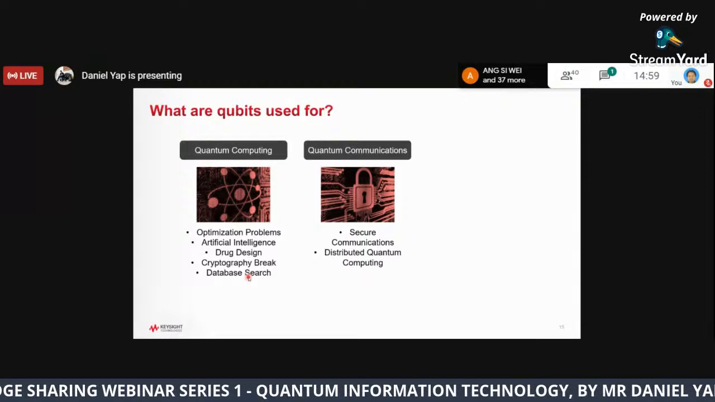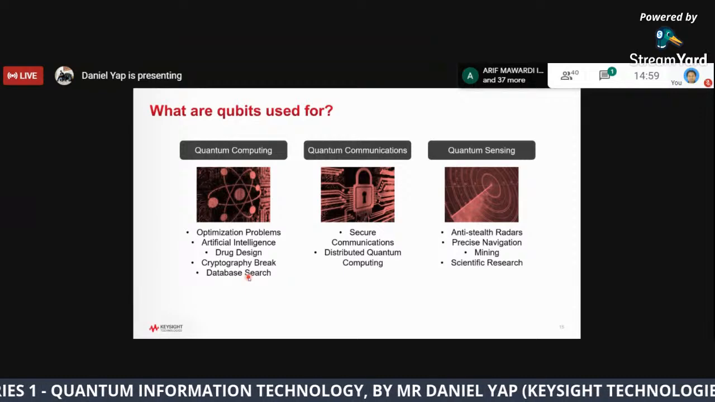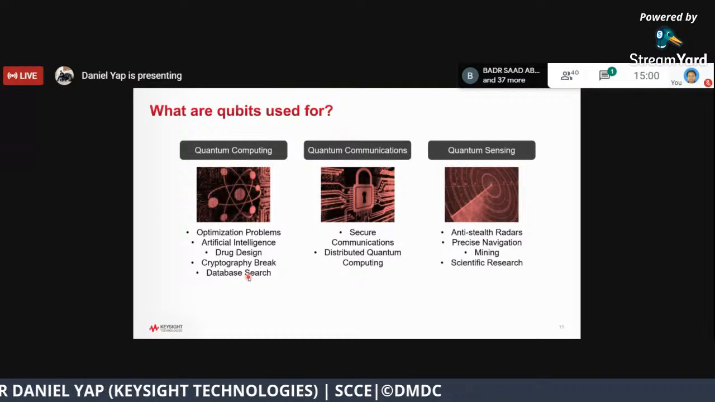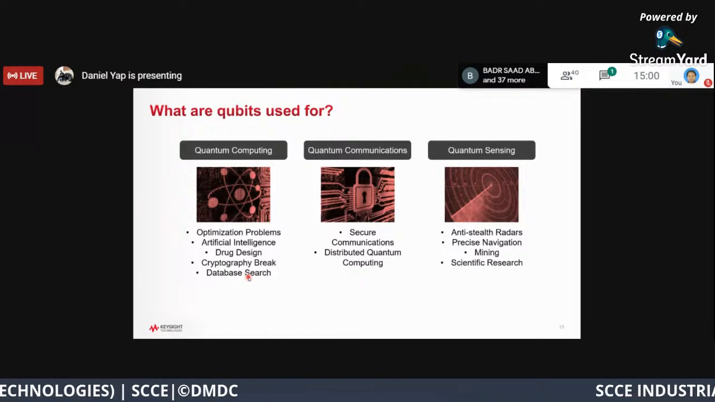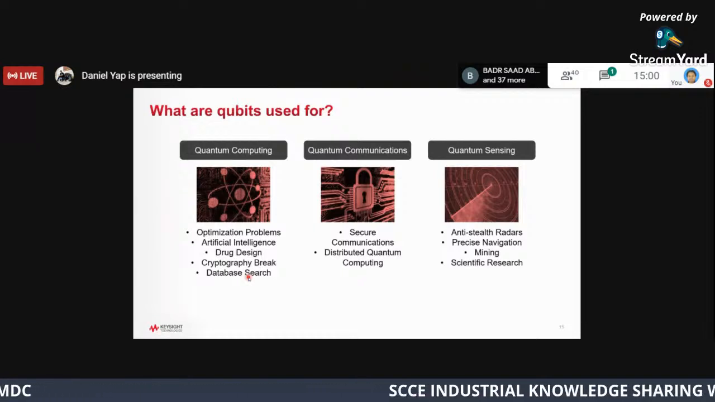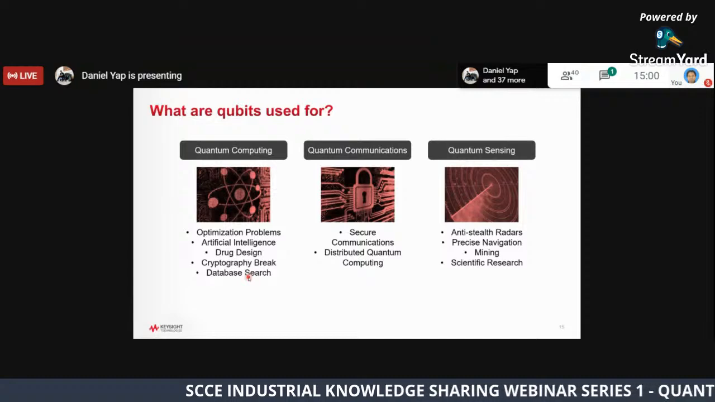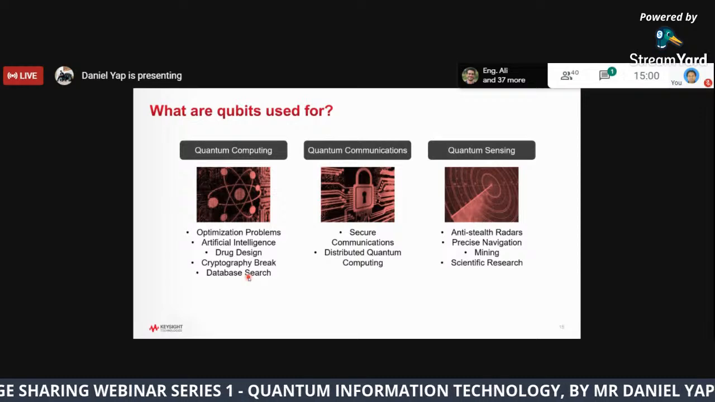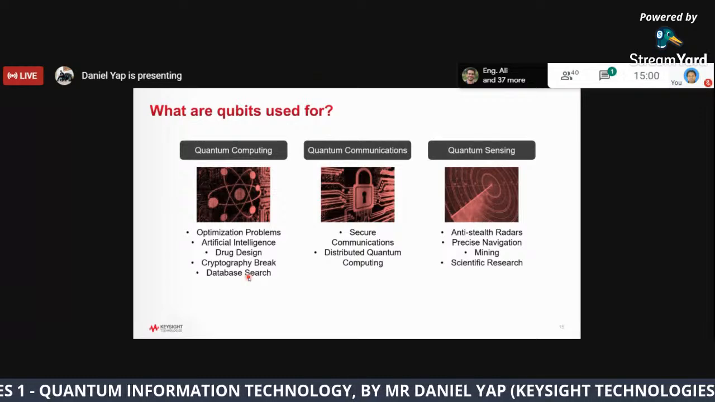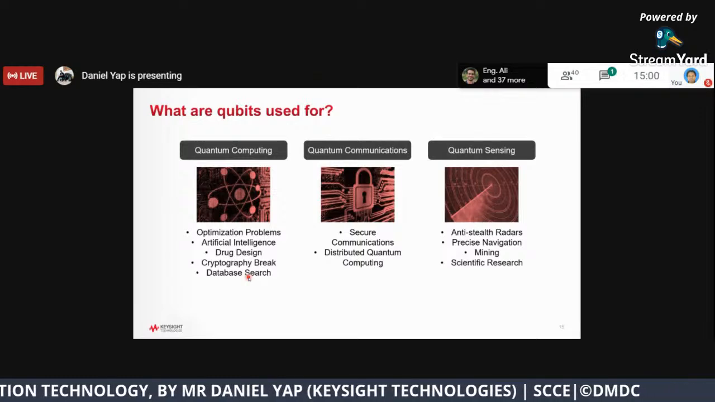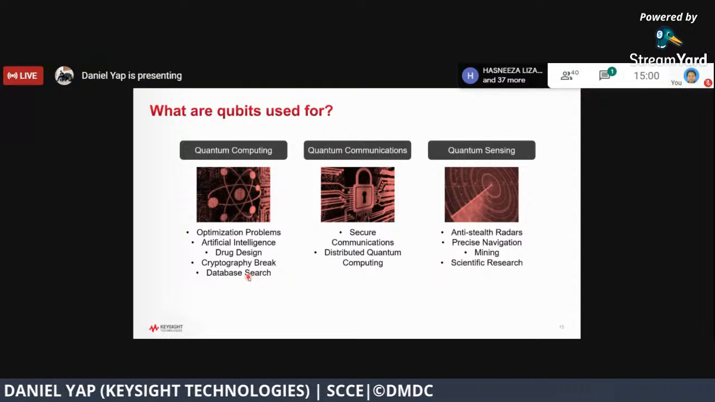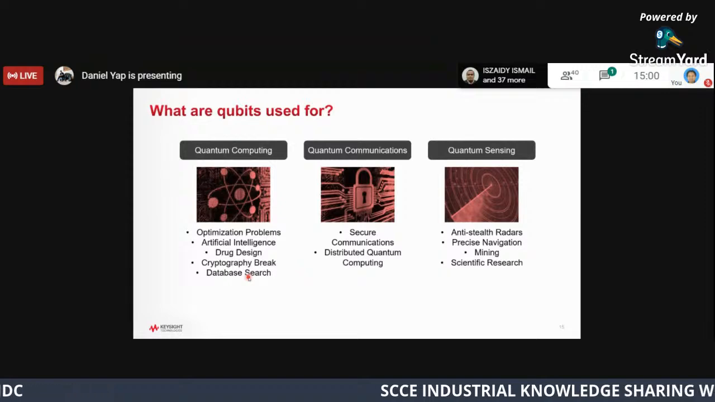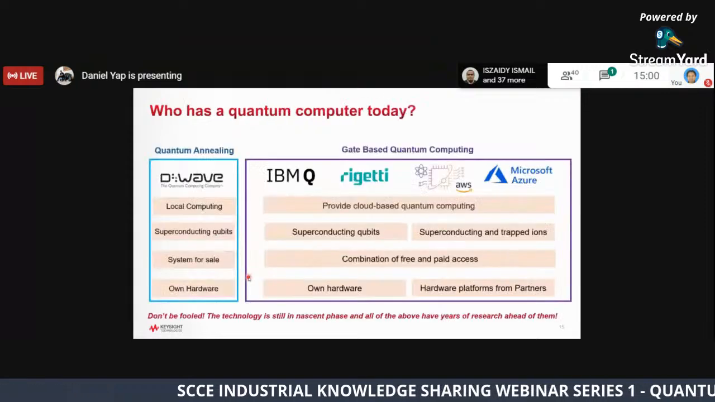And the third one, quantum sensing. Again, it uses the natural behavior of the quantum properties to do measurement, to do sensing. I did hear that some companies are starting to use quantum sensors for building architecture because of the high precision. All right. Okay, next slide.